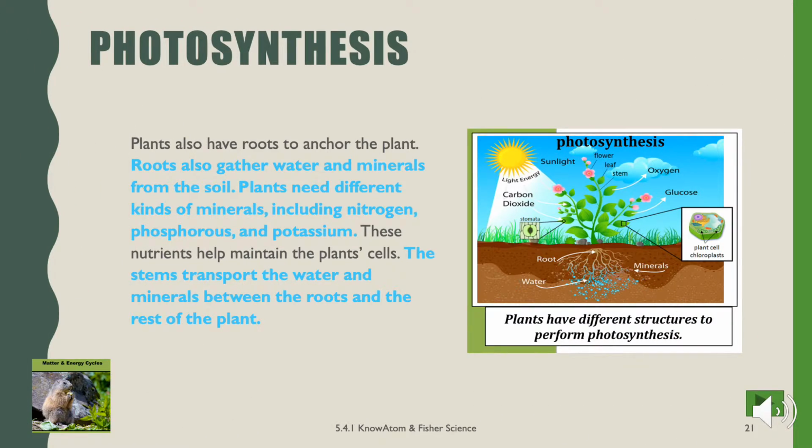All right. Plants also have roots, which help keep the plant steady and sturdy, but it also helps gather water and minerals from the soil, which they can use in photosynthesis. Plants need different types of minerals, including nitrogen, phosphorus, and potassium to help them when they grow. The stem of a plant is going to help transport the water from the roots all the way up to the leaves and the rest of the plant.